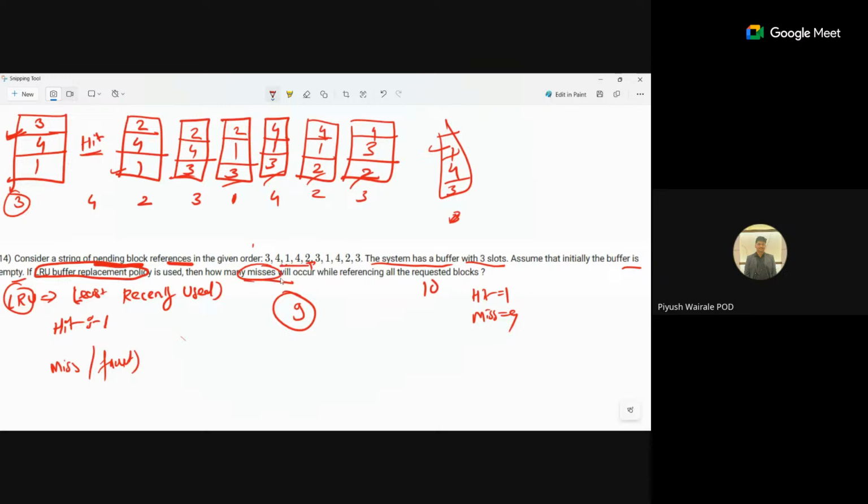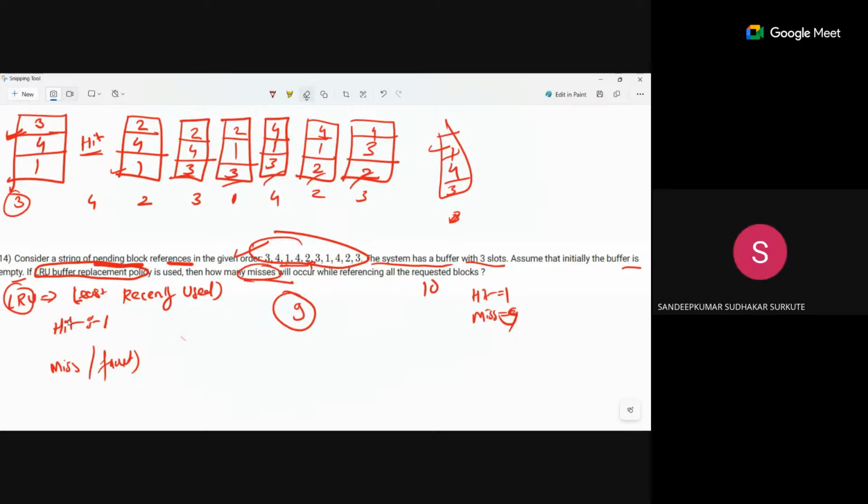Please try to solve few examples because in quizzes in end term you can expect a question like this. Simply a sequence will get changed and number of misses, number of hits we are going to ask. Simply if element is present, hit, otherwise miss. So total hit and miss will be total number of elements. That's it. Anyone any doubt in least recently used policy?